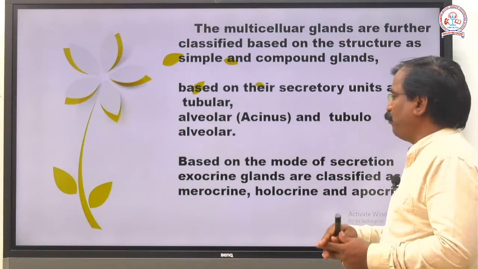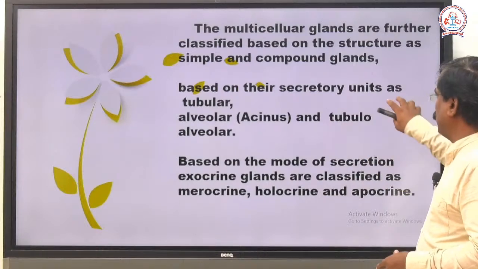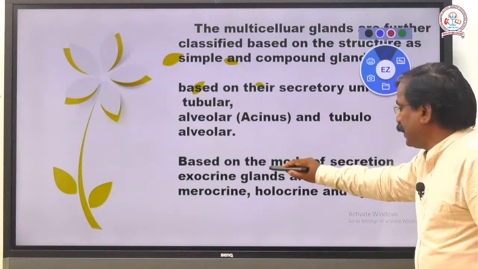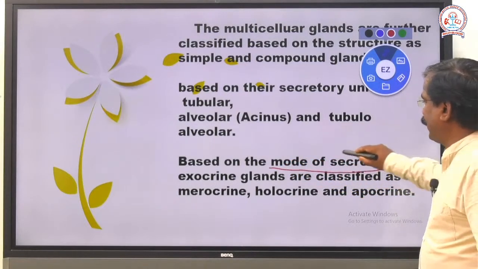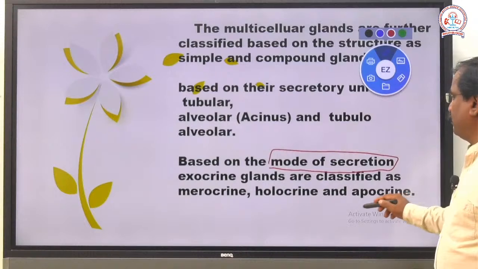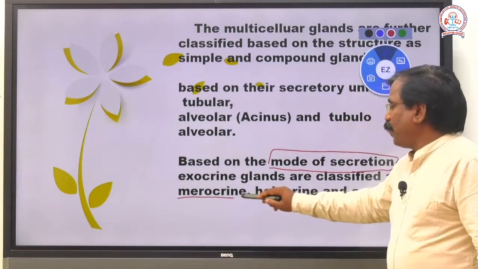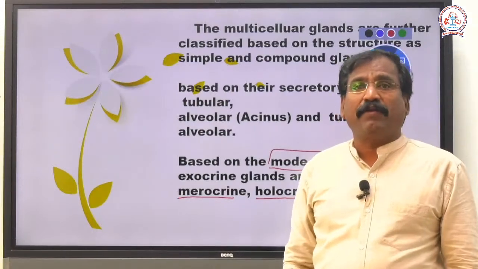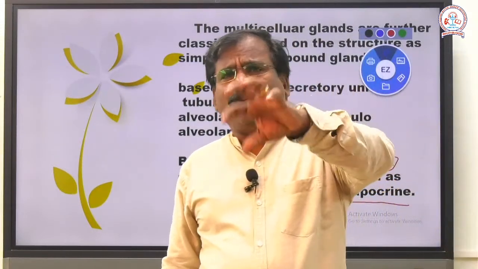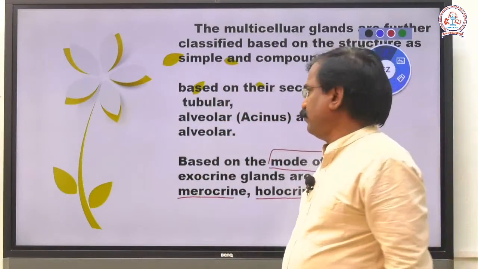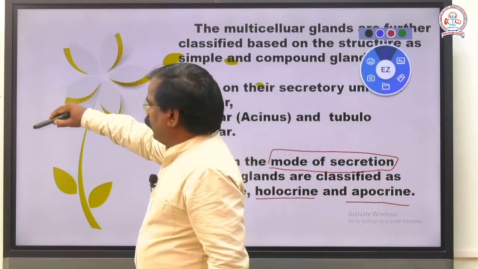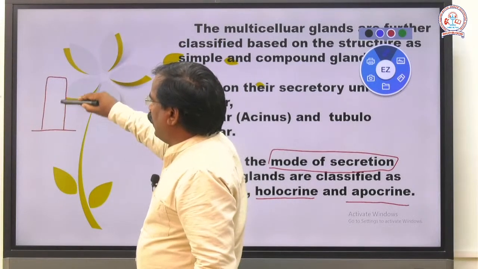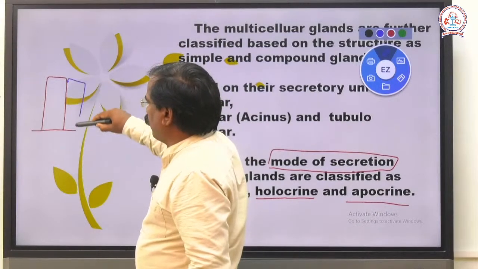And the final one is very important: based on the mode of secretion. Listen carefully, it is divided into merocrine, holocrine and apocrine. We saw the units, how the secreting units are arranged inside. Now listen carefully. Look here, this is the merocrine gland. Imagine this is the merocrine gland.